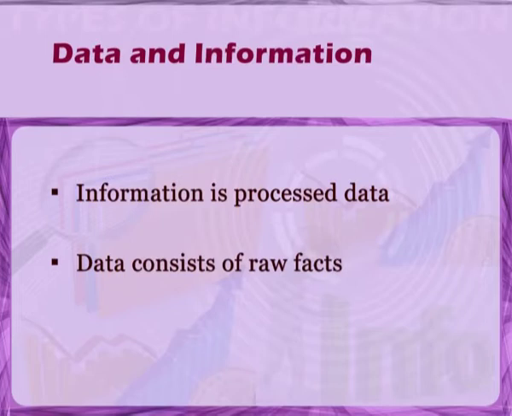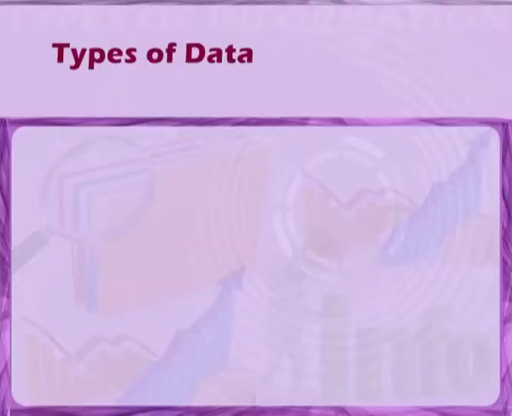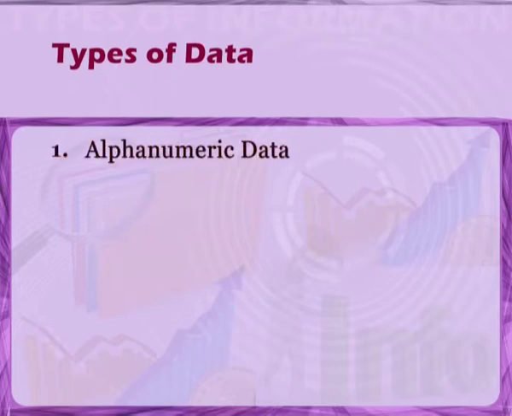Data consists of raw facts such as an employee's name, number of hours worked in a week, sales order, etc. Several types of data can be used to represent these facts. When these facts are organized or arranged in a meaningful manner, they become information. Well, after knowing about the terms data and information and how data can become information, let us learn about different types of data.